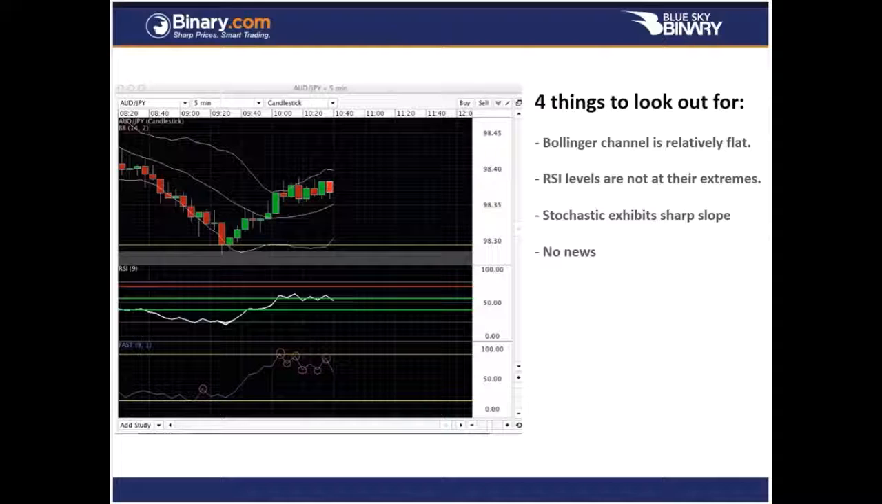So that's basically it, right? That's how you would trade. That's a potential way to trade short-term expiries, right? It's not the only way. There is, of course, a plethora of turbo strategies out there. This is one of them, and it's had pretty good results in our Blue Sky Binary community, right?